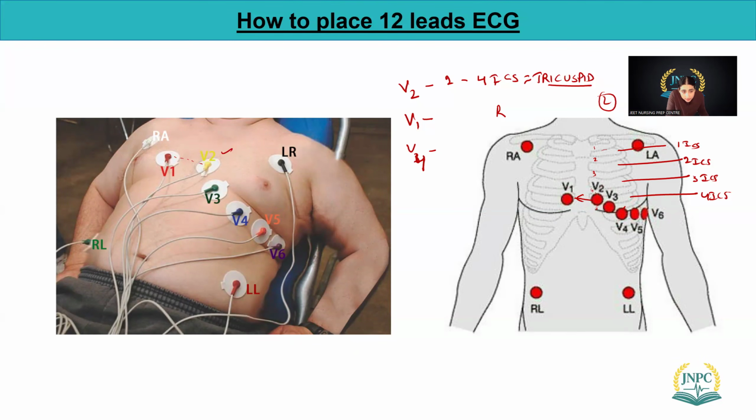It's V4. So if this is your fifth intercostal space, this is sixth. In which intercostal space do you think it is? This is your fourth intercostal space. V4 is going to be in the fifth intercostal space, right? Perfect. You guys are pro now. Fifth, not sixth, right? Fifth, if you can really see.